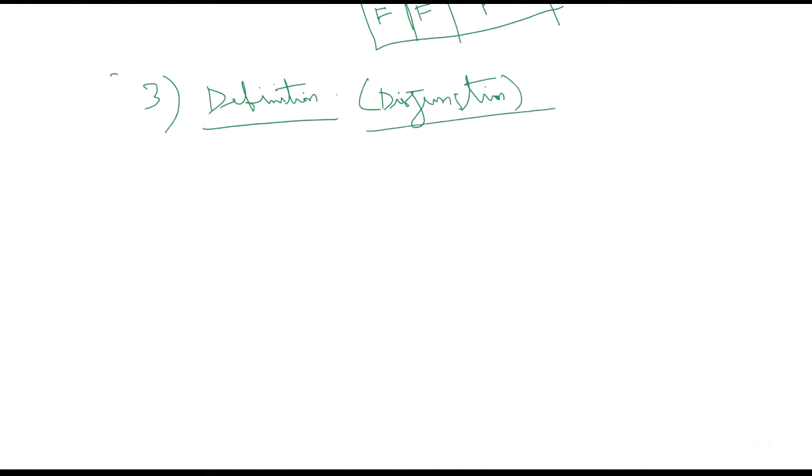Disjunction. Let P and Q be propositions. The proposition P or Q, denoted by P ∨ Q, read as P or Q, is the proposition that is false when P and Q are both false and true otherwise. So the proposition P ∨ Q is called the disjunction of P and Q. This is also well defined by truth table.